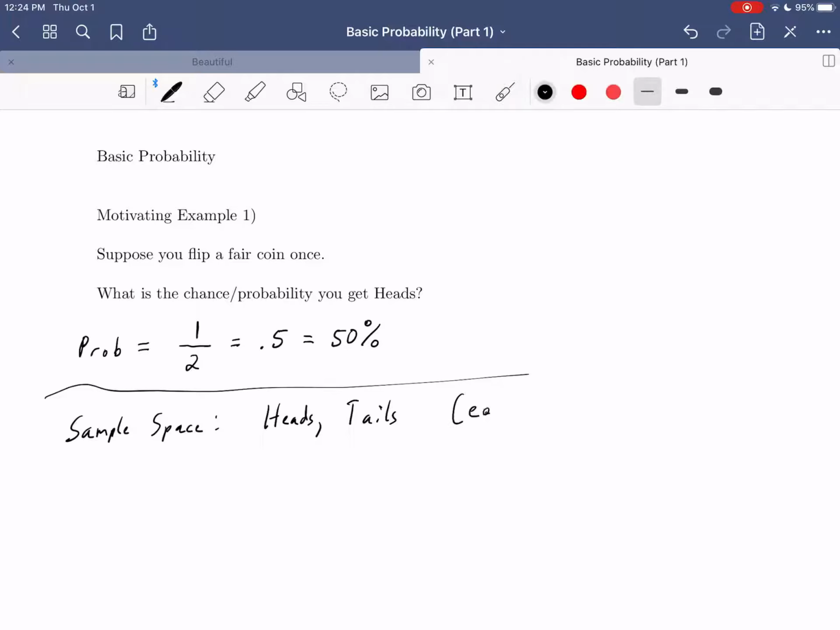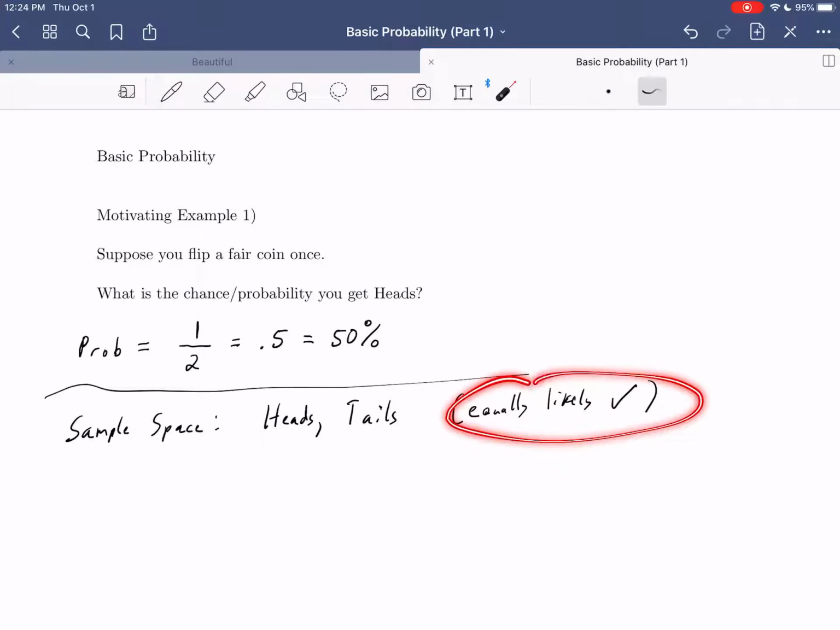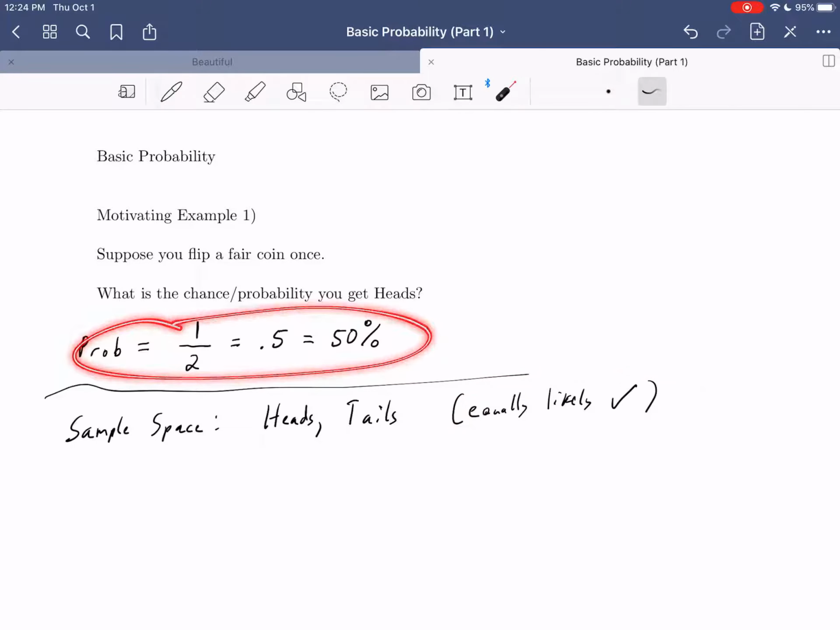So these are equally likely. Check. This is important right now because, again, that formula only works if the outcomes are equally likely. By knowing that that's the case, we can apply that formula. So how would we write out this calculation a little bit more formally?